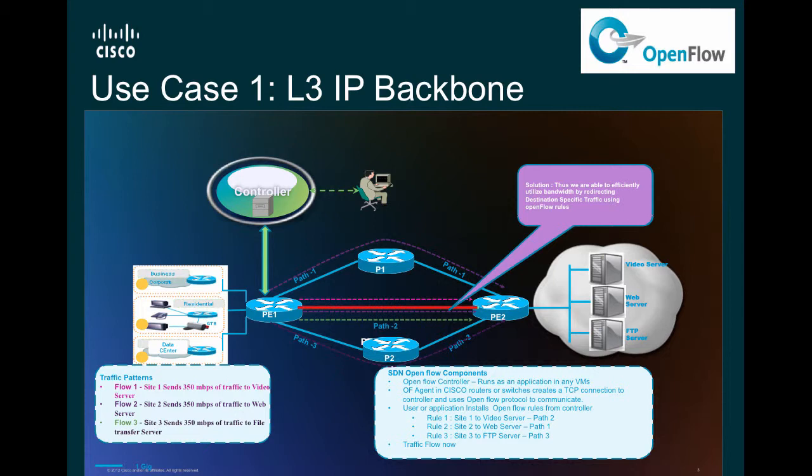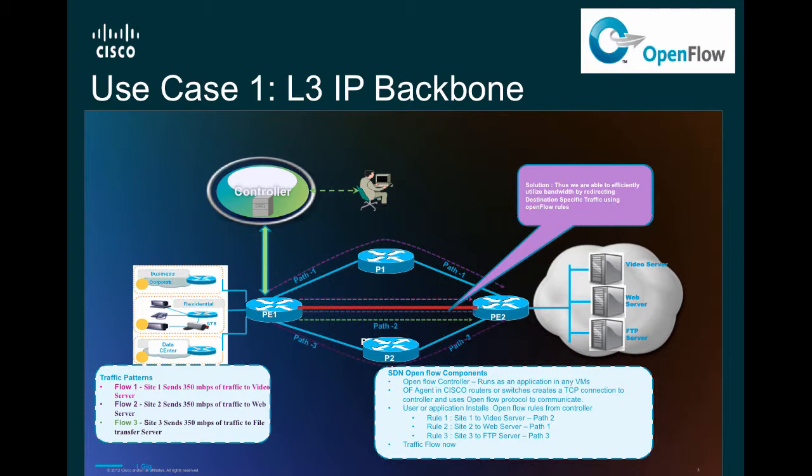So the first use case that we can demonstrate in the CPOC lab is the layer 3 IP backbone use case. As you can see in this diagram, you have 3 different flows from 3 different sites connected to PE1, which are trying to send 350 megs of traffic each to PE3. There are 3 different servers behind your PE2. You have a video server, a web server, and an FTP server. They are residing in different VLANs.